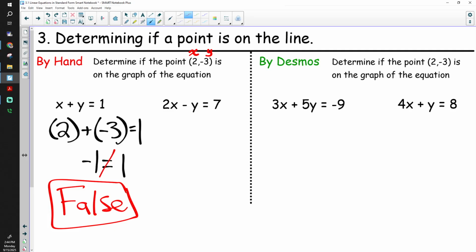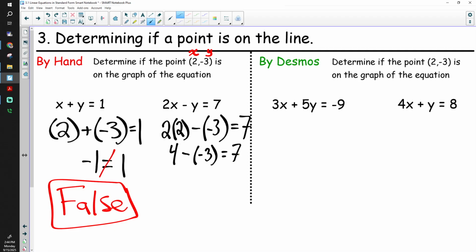Second one. Same thing. Instead of x, we're plugging in 2. Parentheses, 2, times 2, minus, what do I plug in for y? Negative 3. We need to see if this equals 7. Now, can you just plug all that into your calculator? Sure. Or we can use order of operations. 2 times 2 is? Bring everything down.